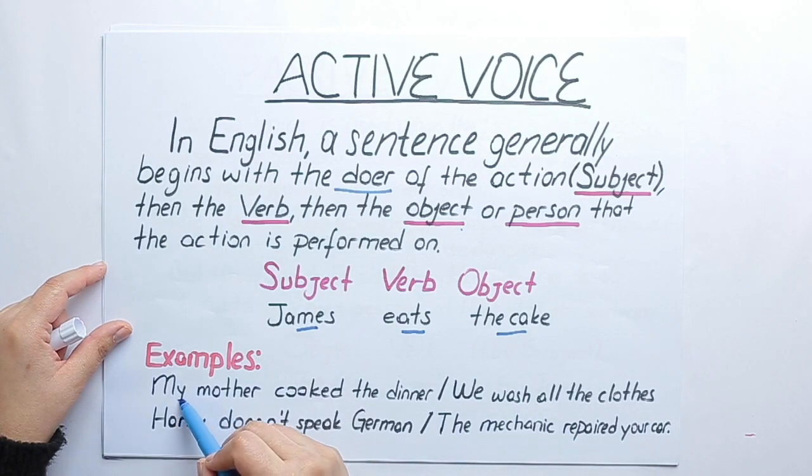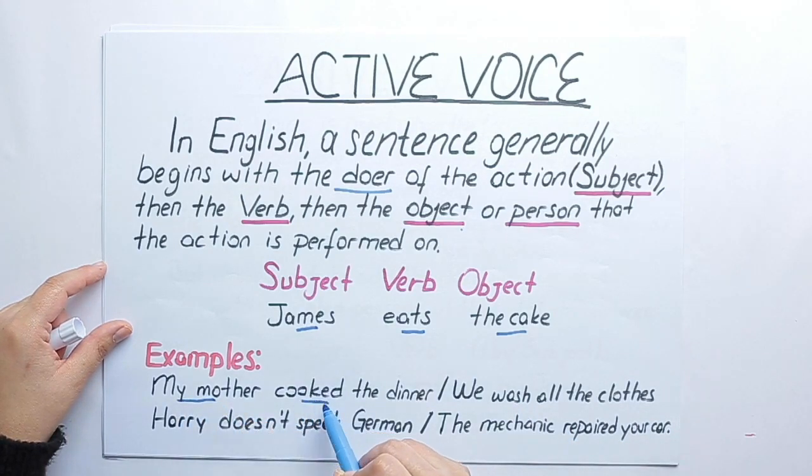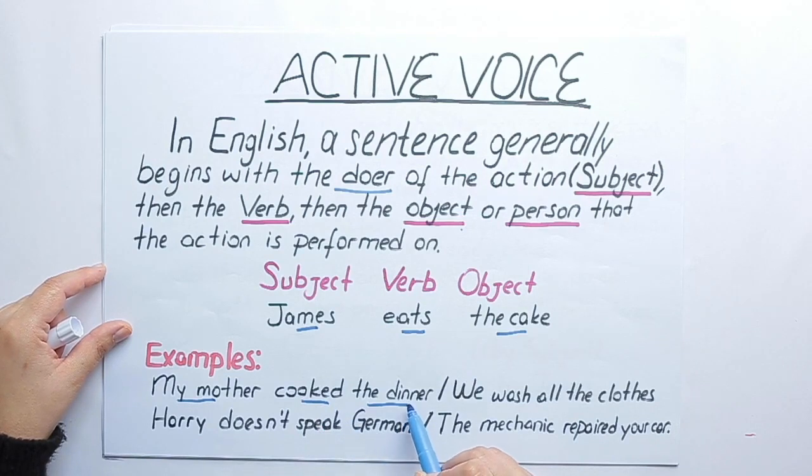My mother cooked the dinner. My mother is my subject, cooked is my verb, and the dinner is my object. We wash all the clothes. We again start with the subject of the sentence. We. Wash is my verb, and all the clothes is my object.